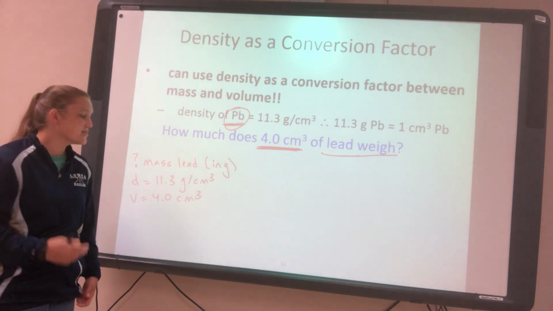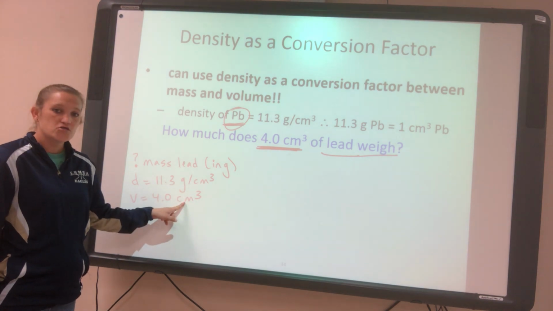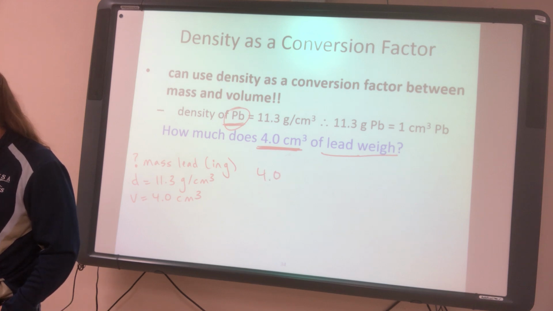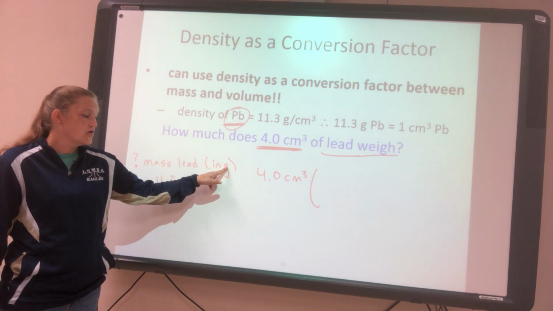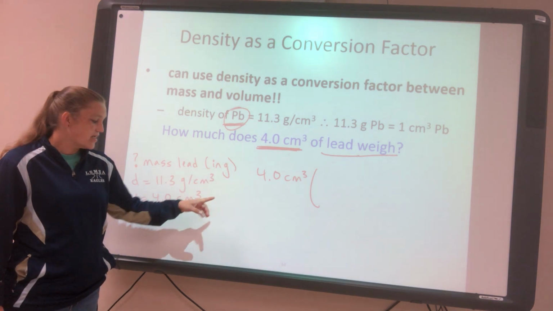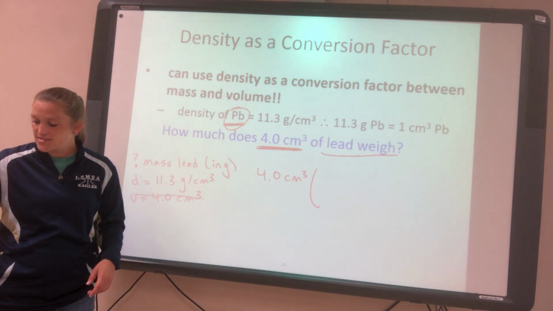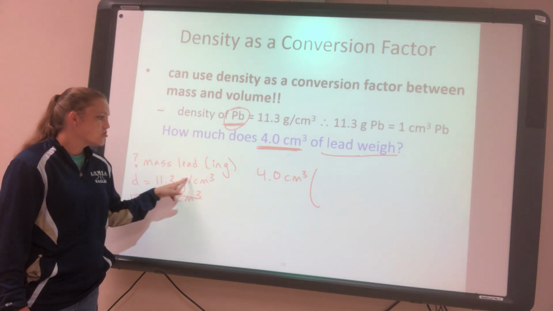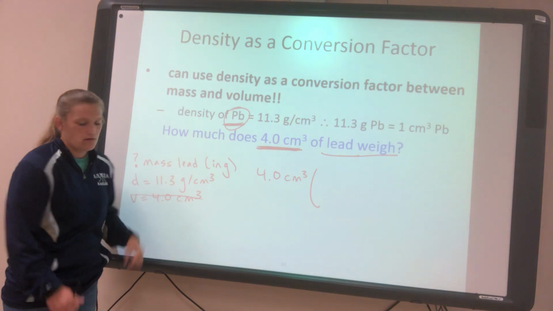All right, so same process. I start with the simpler. This has 2 units. This has 1. So let me start with a simpler number. So 4.0 centimeters cubed. I don't want centimeters cubed. I want grams. So I want to be able to go from centimeters cubed to grams. Did they give me anything that has it in there? Well, this has grams and centimeters cubed together. So this is one of those short, easy, 1 parentheses problems.